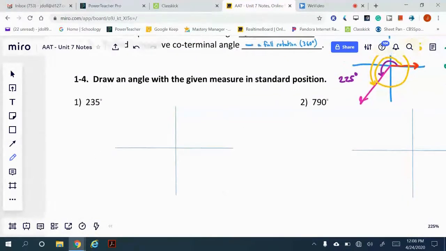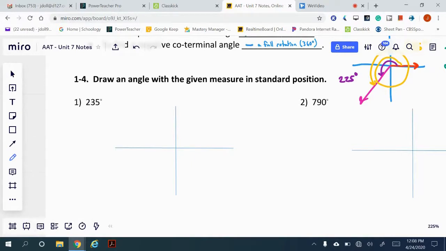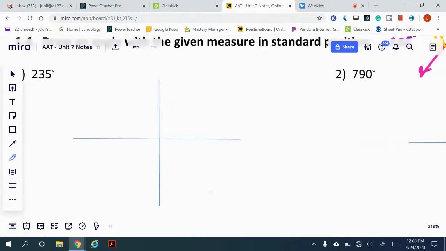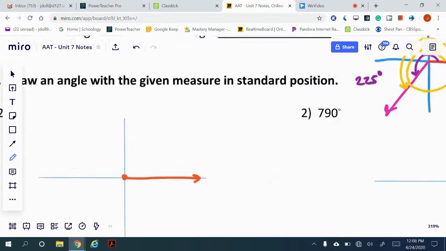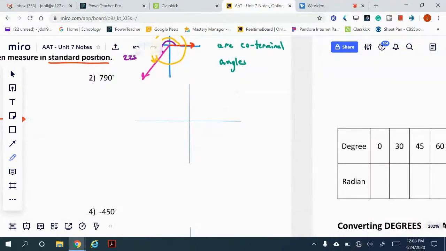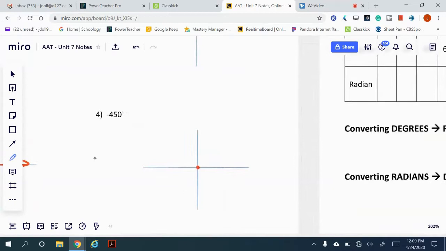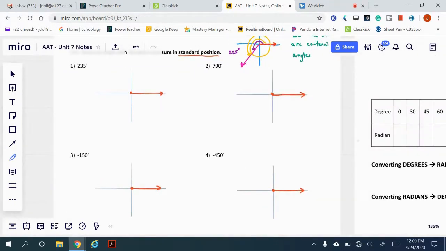So 235 degrees. You are asked to draw an angle with a given measure in standard position. So standard position, automatically, anytime you see the words standard position, your initial side has to be right there. So in all of these, since they all have the same directions, we're not going to do all of them in the notes here. Actually, we'll probably do 3 of them. But any problem, guys, that says start with standard position, you can make that initial side and you're done. So now let's talk about the rest of it here.